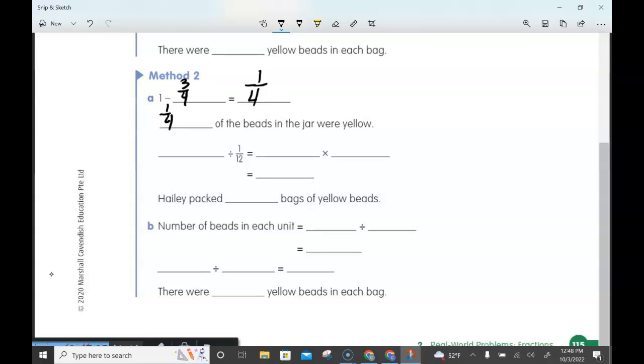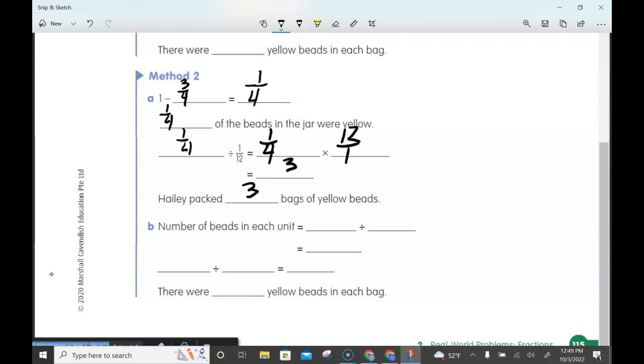And then what we have after this is we're going to take 1/4 and divide it by 1/12. Why is that? Because it says the number of yellow beads in each bag was 1/12 of the total number of beads. So we take that 1/4 and divide it by 1/12. Remember, we change, we flip. The 1/4 stays the same, multiplication, and this goes to 12/1. So 1/4 times 12/1 is going to give us 3. So Haley packed 3 bags of yellow beads.